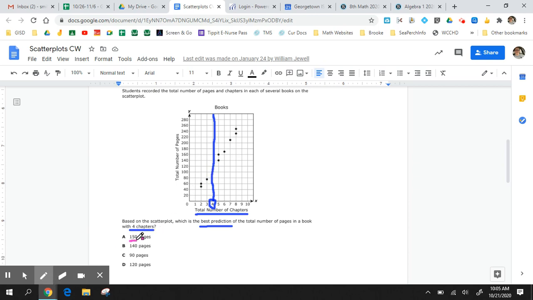Now I'm going to look at all the answer choices. Answer choice A says 150. So I'm going to come over here to number of pages, and I'm going to find that 150 is located right here. Let me get a different color. 140 is answer choice B, so it's right below it. 90 is right in here, and that would be answer choice C. And then 120 is the next answer choice.